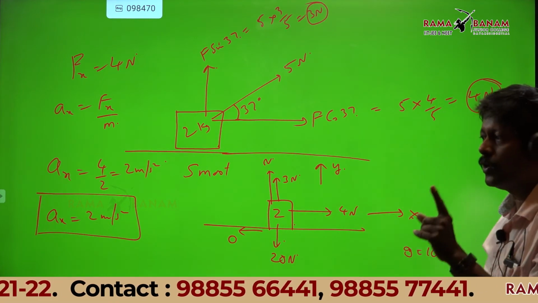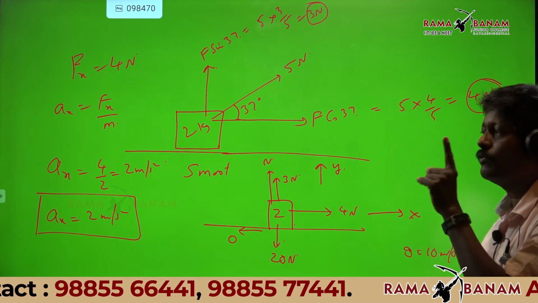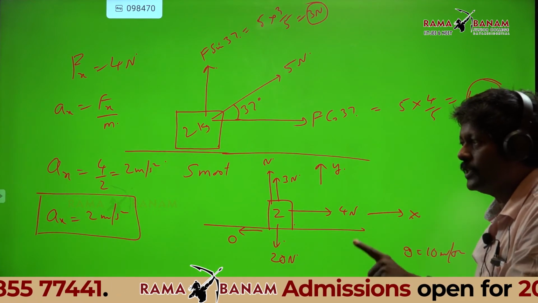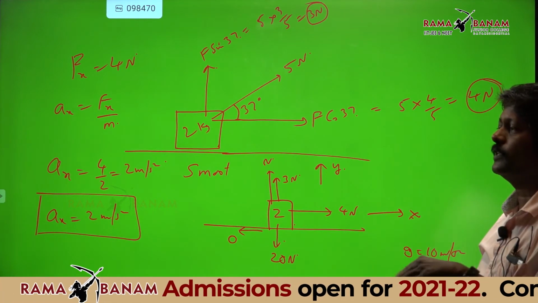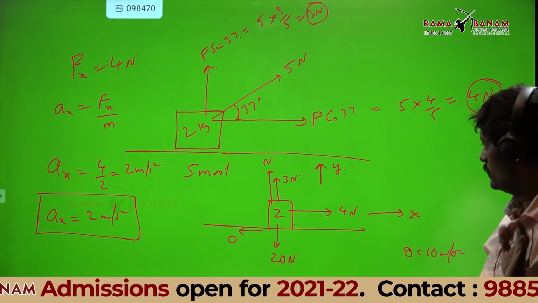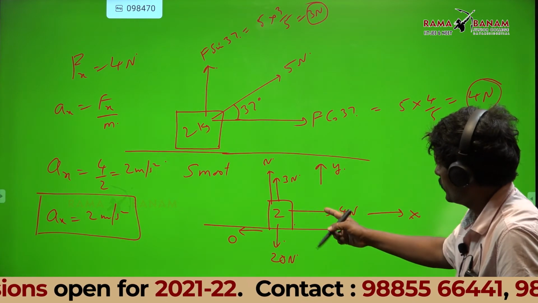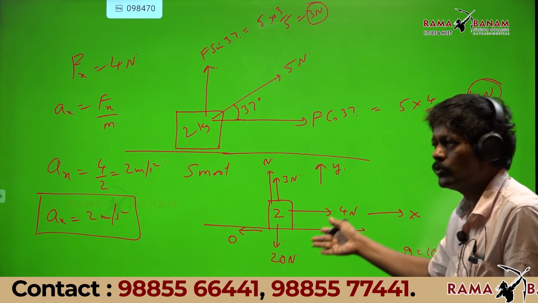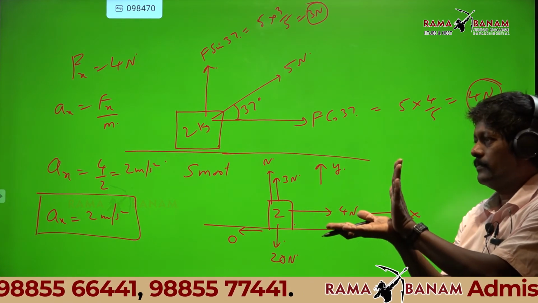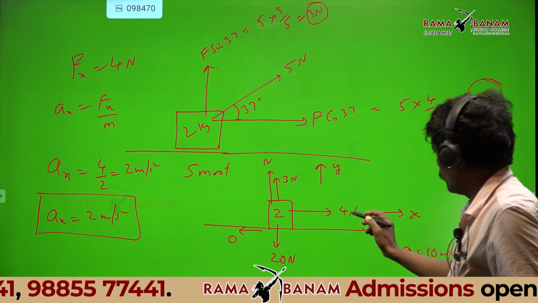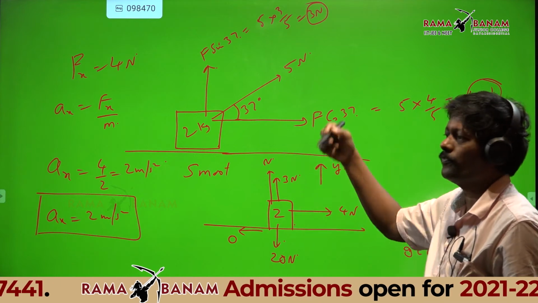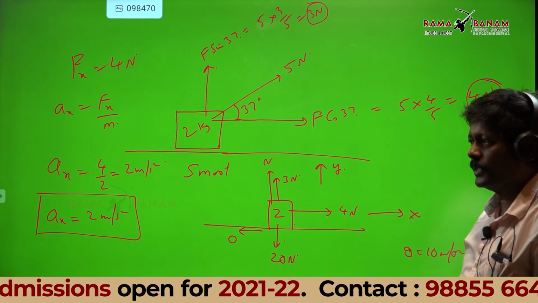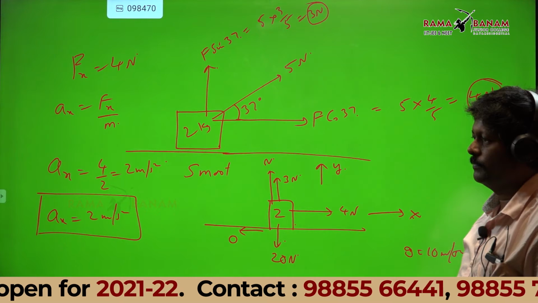Once you take the component, you have to forget the original force. If you take the original force, you have to forget the component. I have taken the component. Don't put 5 Newton again. You have to leave it, because these two are parts. 4 Newton and 3 Newton are parts of 5 Newton. Again, why will you take 5 Newton? They are components of 5 Newton.